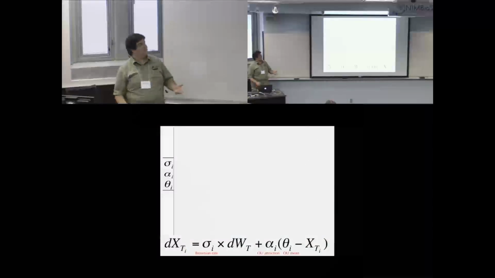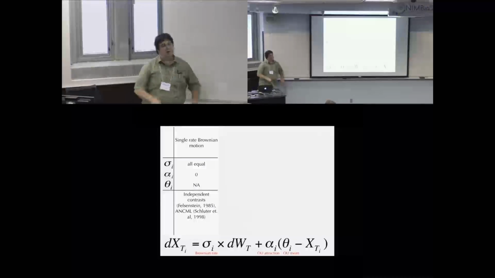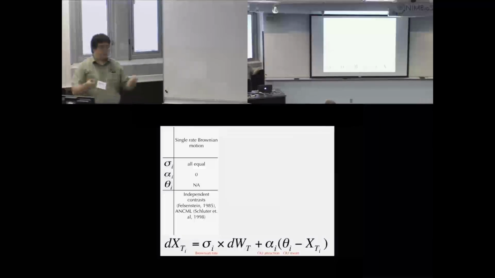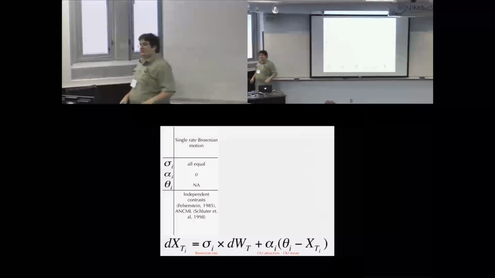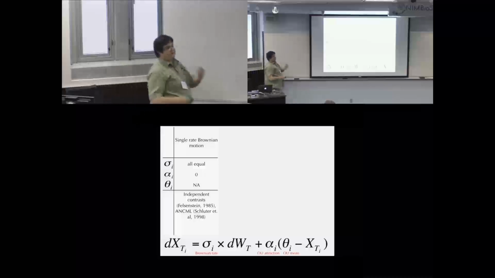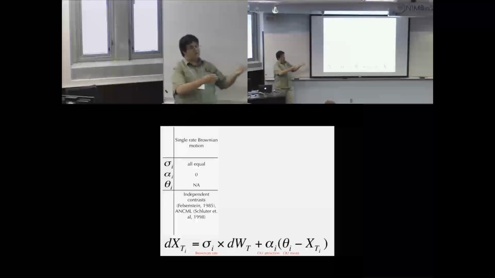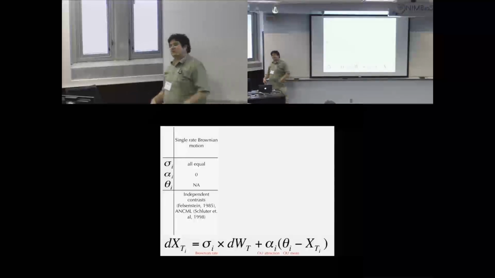And there have been various developments to do this. So here we have our sigma, alpha, and theta again. And so single rate Brownian motion has equal sigma on all branches. Alpha is 0 on all branches, no pulling at all. We've cut the kid's cord. And theta is irrelevant other than the root state. Okay? And this is tremendously useful for the various reasons we've been talking about, right? Central limit theorem, many processes adding together give you Brownian motion. Okay? So it's been used in independent contrasts, initial state estimation, even more.